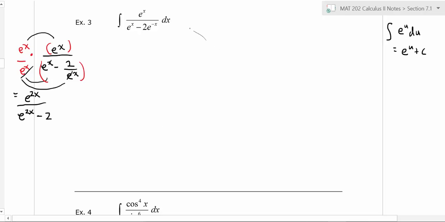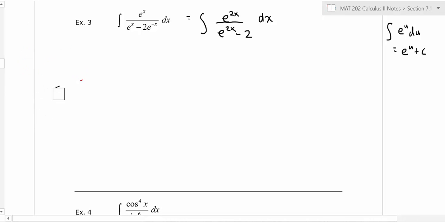So I'm going to see if that will get me anywhere. I'm going to write this as the integral of e to the 2x over e to the 2x minus 2 dx, and work with that. Now I'm going to erase this over here, and then we're going to work with u substitution on that. So sometimes try a little algebraic simplification at the beginning.